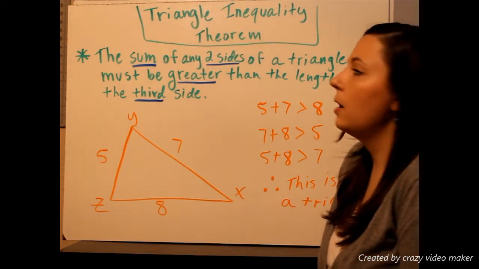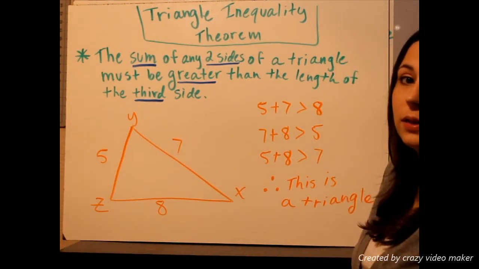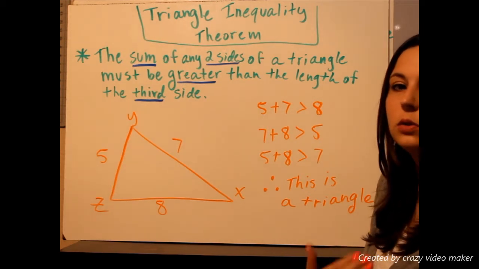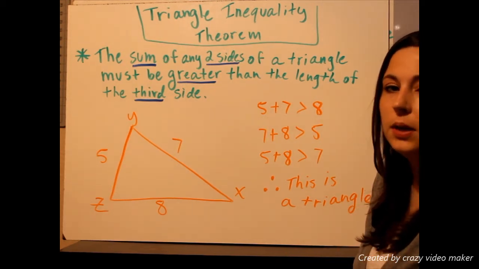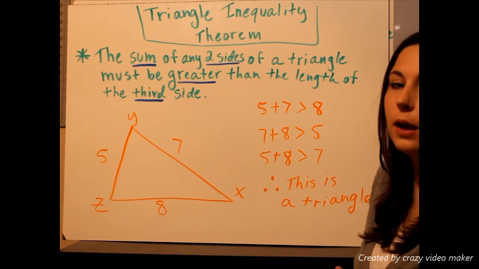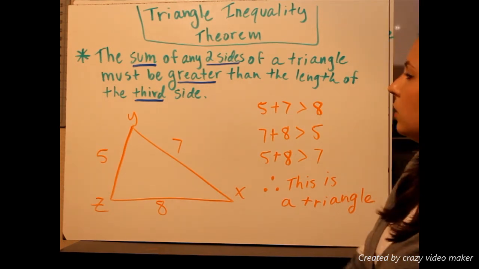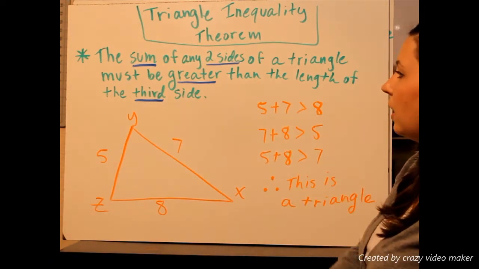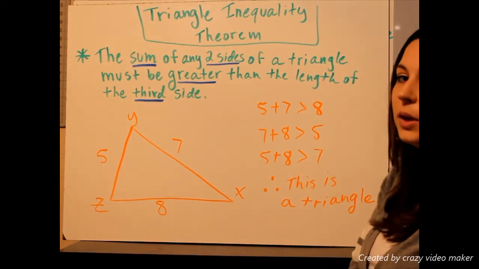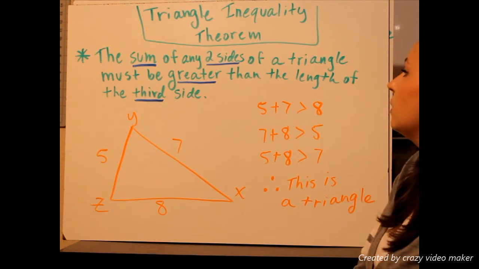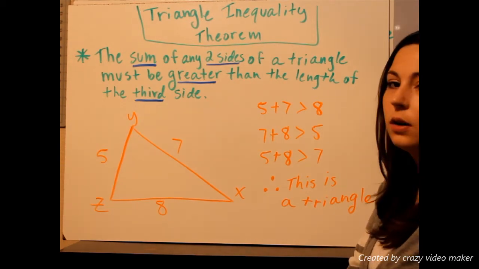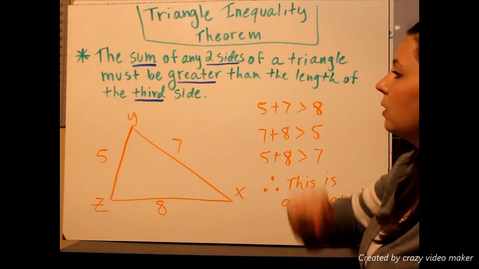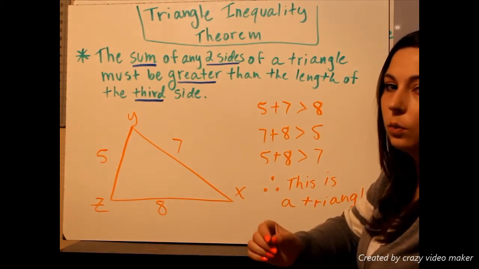Today we're going to be learning about the triangle inequality theorem. The triangle inequality theorem allows us to determine if three given side lengths make a triangle or not. It states the sum of any two sides of a triangle must be greater than the length of the third side. So the sum of any two sides has to be bigger than that third one.